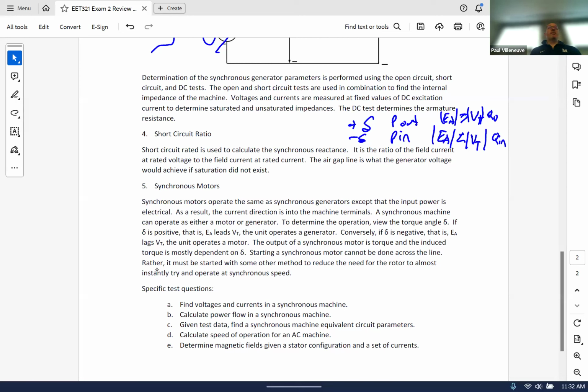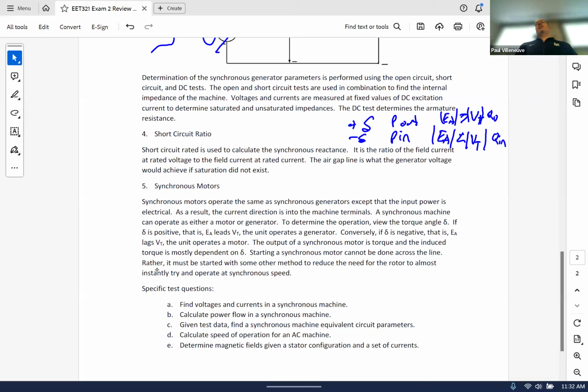The last thing is, remember, you can't start a synchronous motor across the line. You've got to start a synchronous motor at a lower frequency. I guess you could start it across the line, but at a much lower frequency. Or like in the case of the Northfield Mountain one, where it's pumping water up from the Connecticut River to the top of the mountain, there's a pony motor to get it to rotate, get it close to synchronous speed. And once it got close to synchronous speed, then you could energize it and then it would be okay.